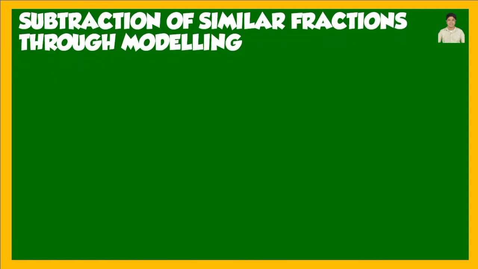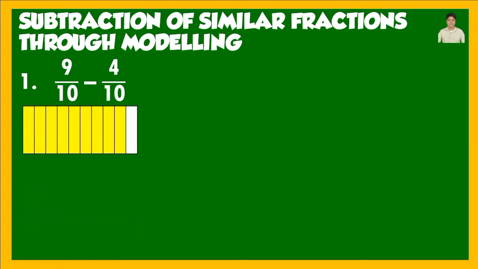Next, we have subtraction of similar fractions through modeling. So, ganun pa rin naman po yung process po natin. Okay. Using rectangles pa rin, kaya lang, we will subtract na. So, like for example, we have 9/10 minus 4/10. So, as you can see, similar fractions sila. Pareho po sila ng denominator na 10.